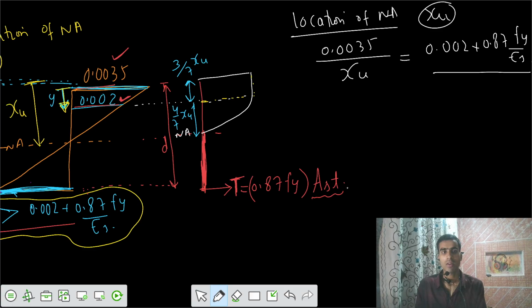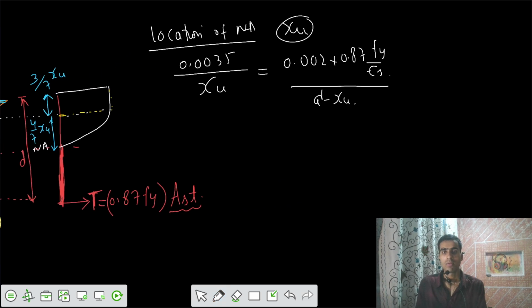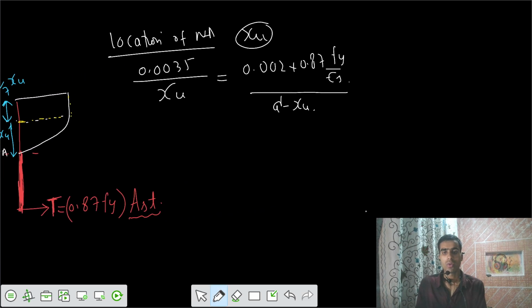And it was for the length of, what is this total depth? What is this value of d? I would say this is equal to small d minus xu. Can we say that this part from the neutral axis is d minus xu? And finally, you solve it further, and you would receive an equation for xu.